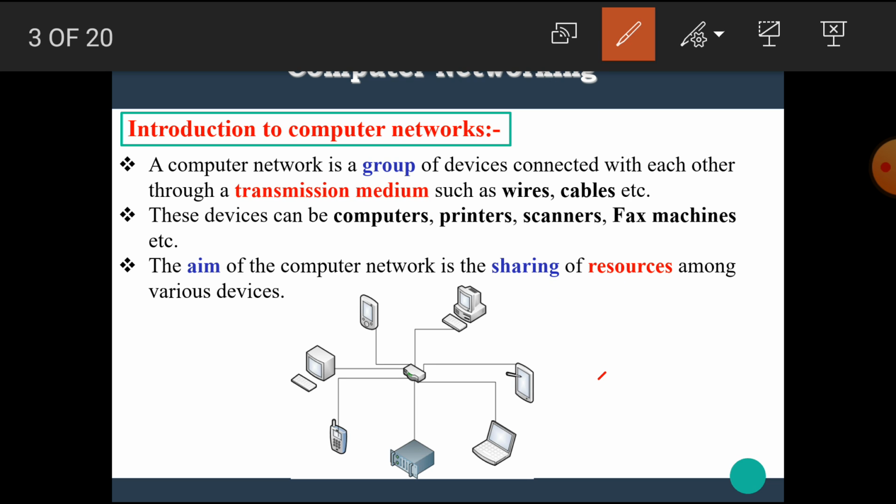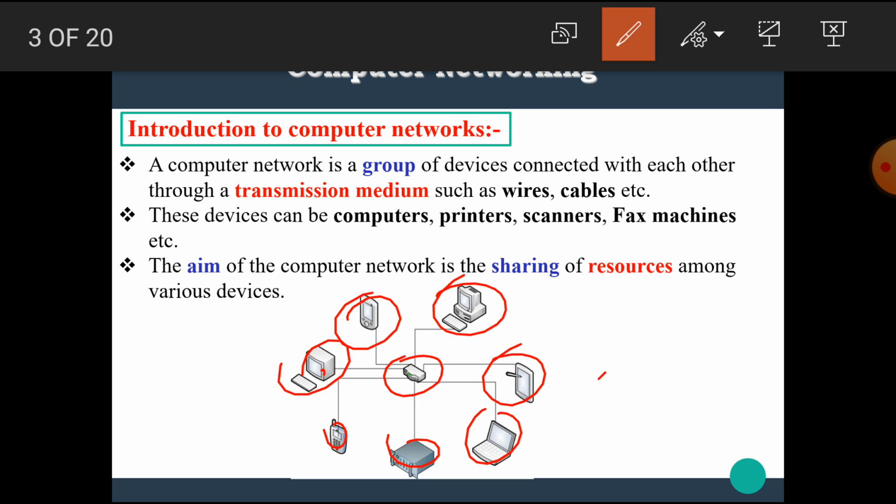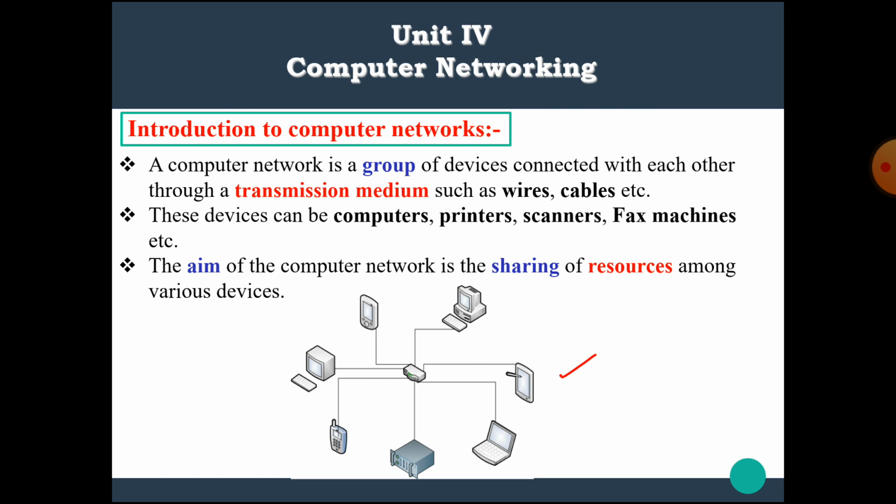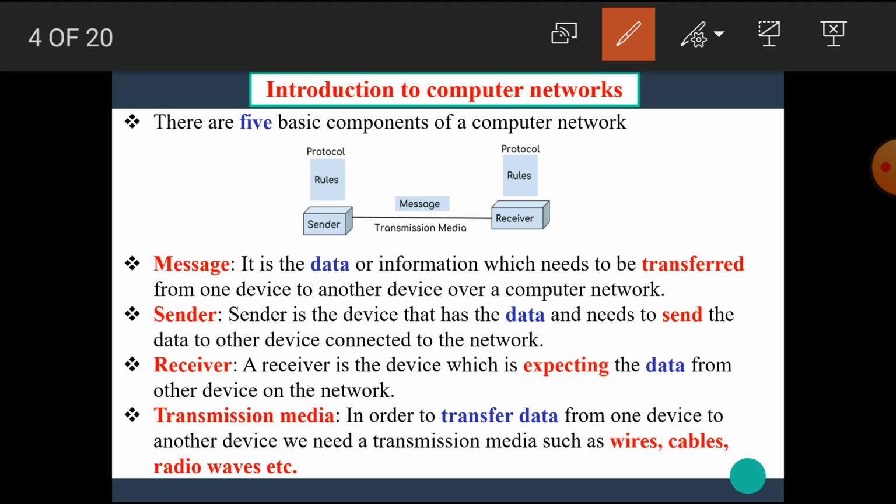In this diagram we can see that the various devices are connected with each other. These connections are used to transfer the data. There are five basic components of each computer network, such as the message, sender, receiver, then transmission media, and protocol. Let's see short details of each one by one.